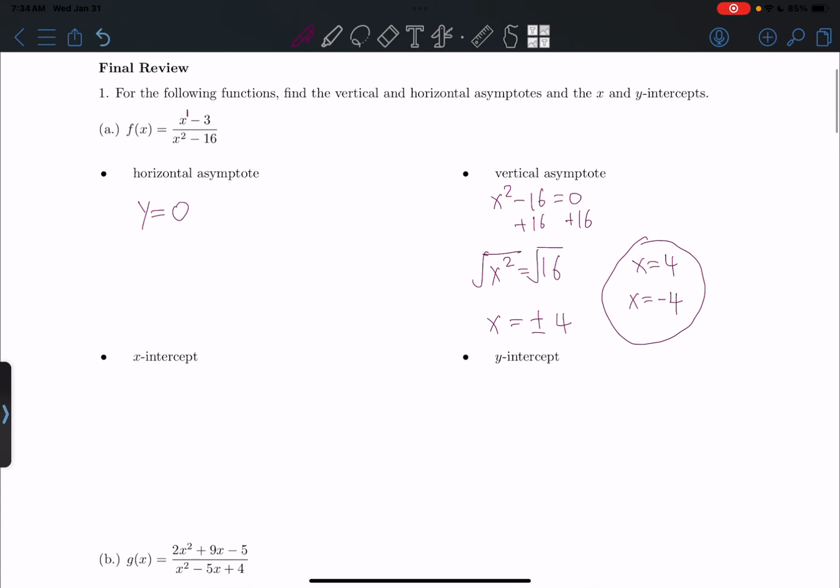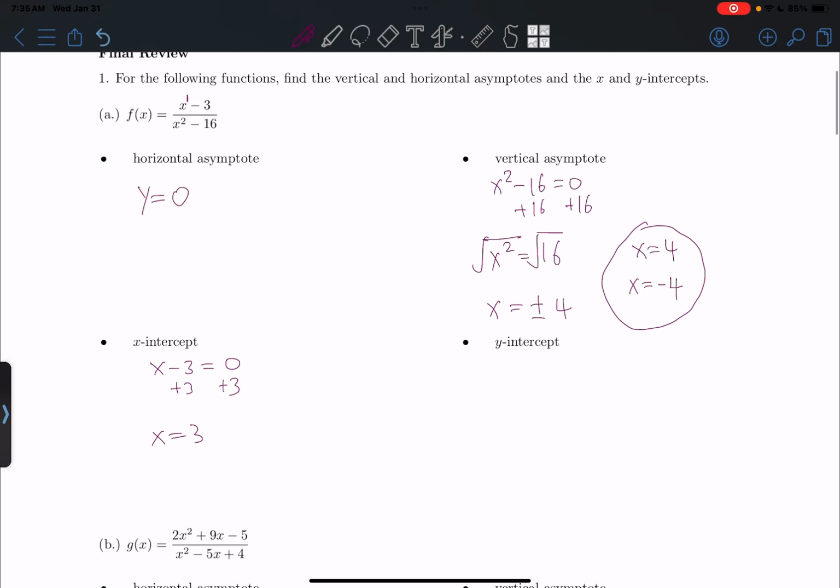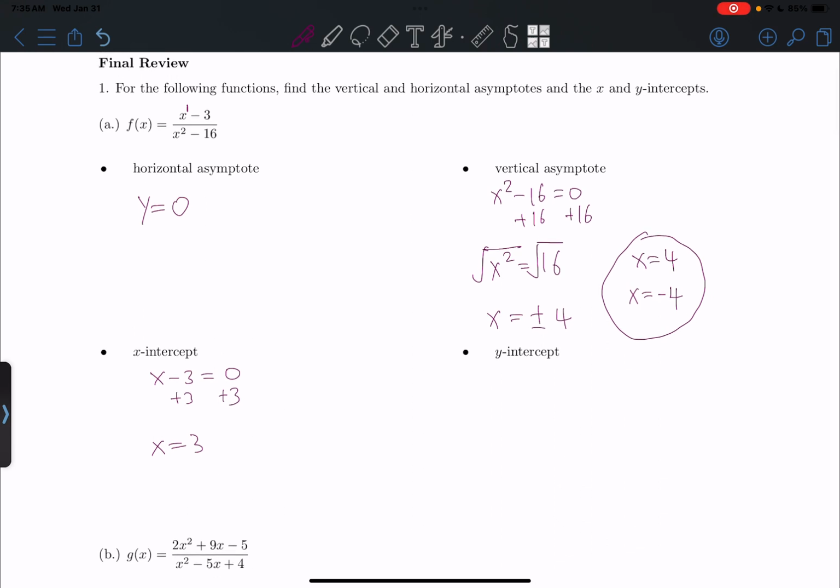For the x-intercept, this is where you set the numerator equal to 0. So x minus 3 equals 0. And it's very easy to solve. So plus 3. We get x equals 3. Now the rule here is you cannot write it as an equation. You have to write it as coordinate points, right? Because these are supposed to be locations. So the coordinate point is (3, 0), because the x-intercept always has y value equal to 0. That's your answer here.